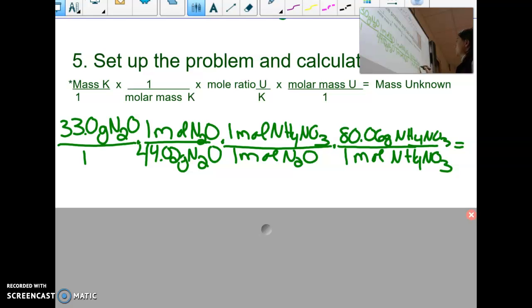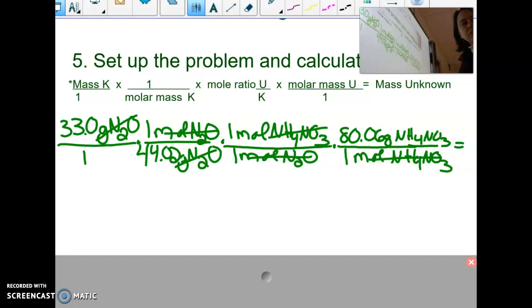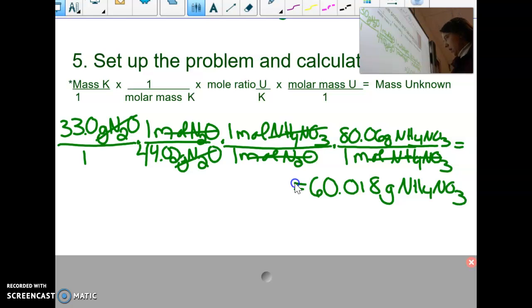Ammonium nitrate. All right, so then I cancel my units, grams dinitrogen oxide, moles dinitrogen oxide, moles ammonium nitrate, and I'm left with grams ammonium nitrate. And then I want you to do the calculation. Okay, so I got 60.018 grams ammonium nitrate. So we're going to go through and see if we got the correct answer.